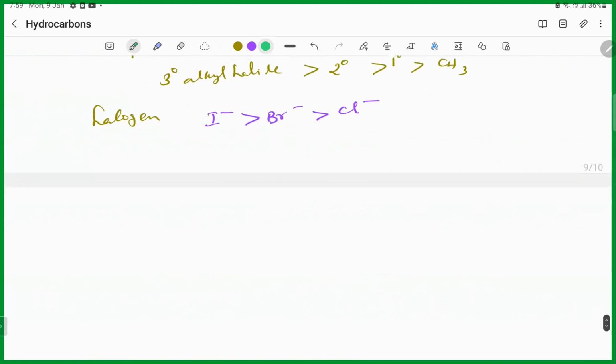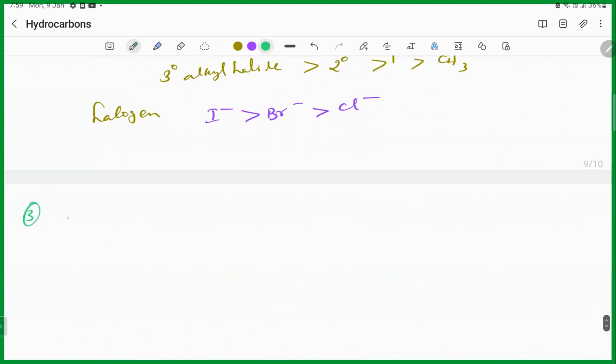And then third, suppose you have a vicinal halide. What is the meaning of vicinal dihalide? The dihalide can be vicinal or geminal. There are two meanings: if two adjacent carbons have the halogen, this is called vicinal. If the same carbon has both halogens, it is called geminal. Is it clear? Are you able to understand what is geminal and what is vicinal?